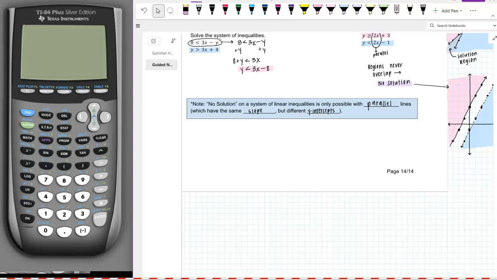But parallel lines doesn't automatically mean no solution. So you might still want to graph it out just to make sure. Don't just assume that parallel lines means no solution. Be careful there.